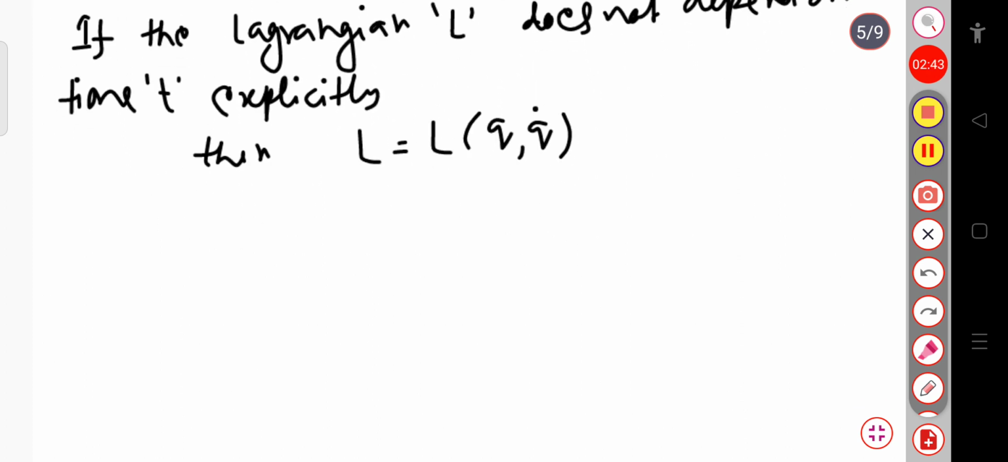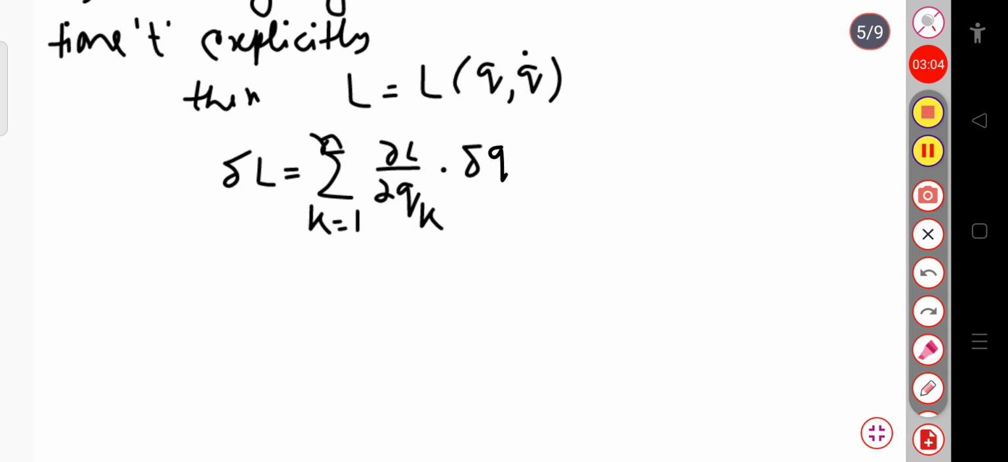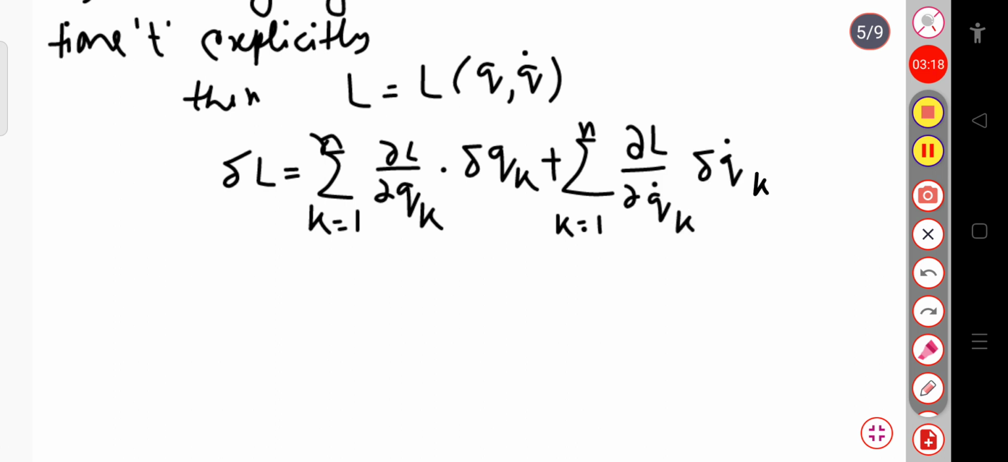Now from this expression, if I take the small variation in the Lagrangian, we can write delta L equal to the sum over k equal to 1 to n, that is for all the coordinates, of dou L by dou qk into delta qk, plus the sum over k equal to 1 to n of dou L divided by dou qk dot into delta qk dot. So this is the representation of the small variation of the Lagrangian.